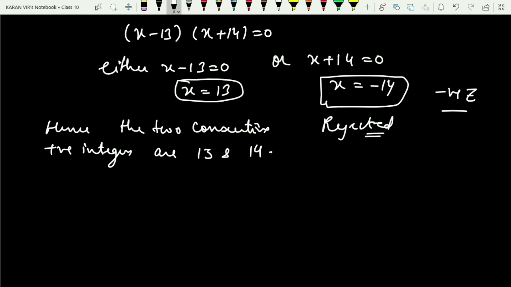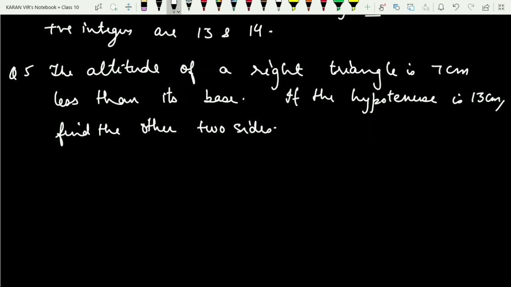So that was the question. Next question: the altitude of a right triangle is 7 centimeters less than its base.